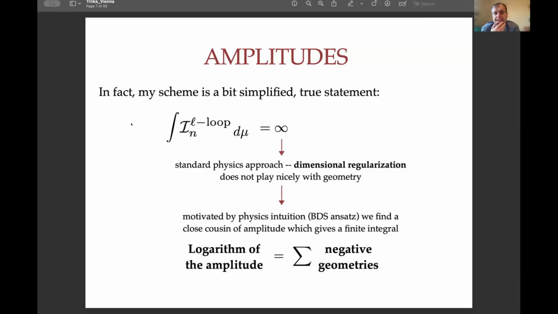So motivated by some physics intuition, the BDS ansatz, and the way the IR divergences look in this theory, we can define some close cousin of the amplitude, through some operation, which gives actually a finite result. So the object we will actually consider will be not the amplitude itself, but the logarithm of the amplitude. And that object will give us this sum over negative geometries. So instead of having the integrand of the amplitude as one Amplituhedron, we will have the logarithm of the amplitude as a sum of Amplituhedron-like objects, which we will call negative geometries.